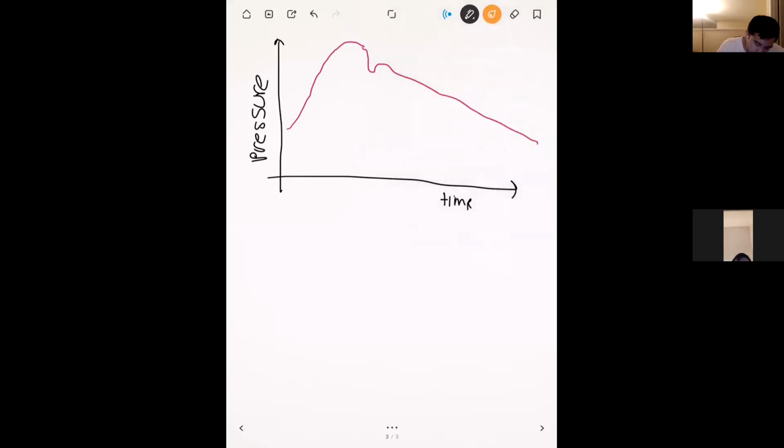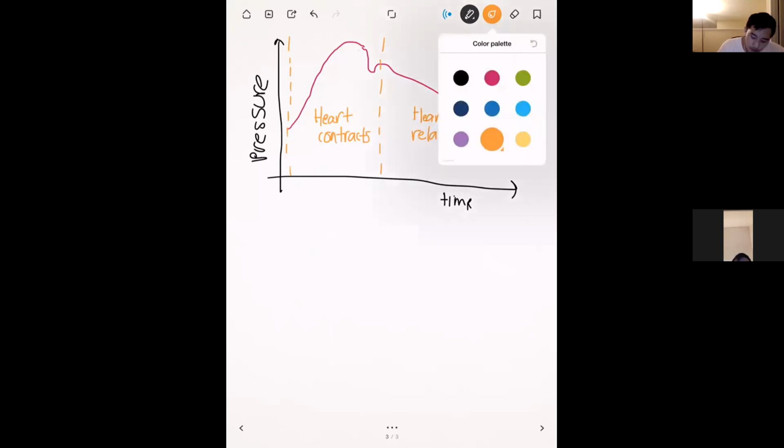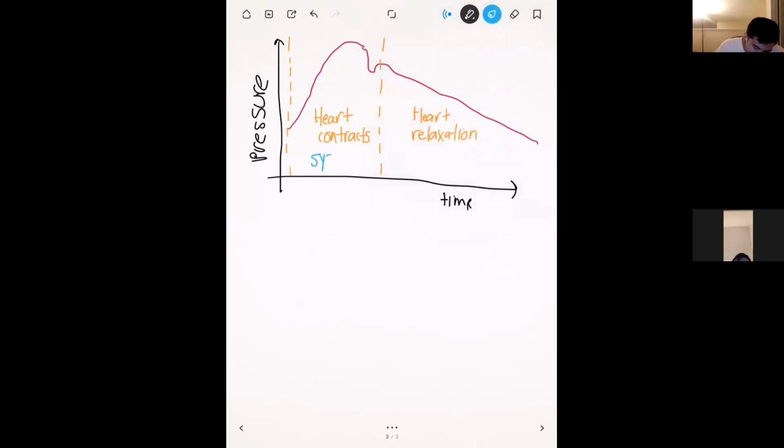Okay. All right. And just like before, we can differentiate two zones for this. In this first zone we have heart contraction. And over here we have heart relaxation. In other words, we have systole and diastole.